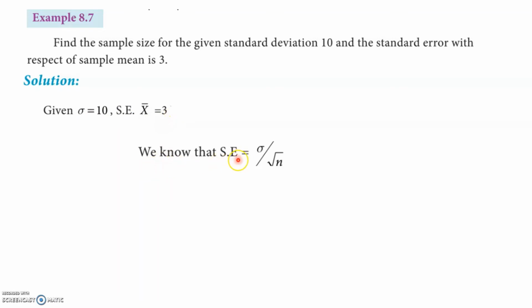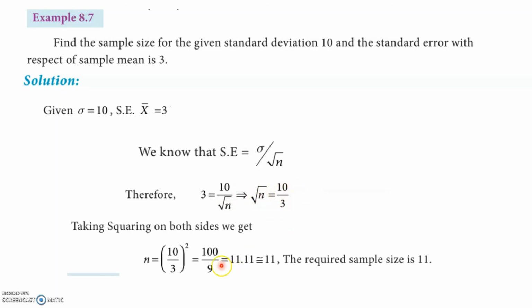So we know that the standard error is sigma by root n. Substituting the values, standard error is 3, so we put 3 here. Sigma is 10, so we put 10 here, and we have to find n, so we leave root n. Cross multiplying, root n is equal to 10 by 3. Then if we square both sides, n will become 100 by 9, and that is equal to 11. So the required sample size would be 11.